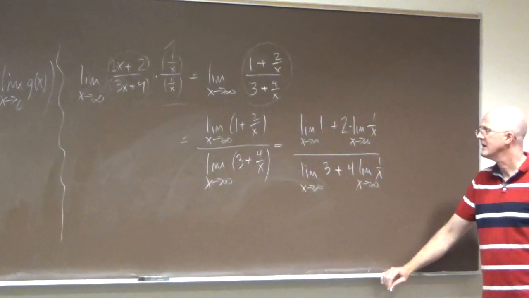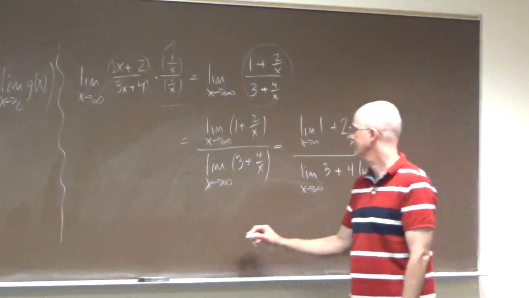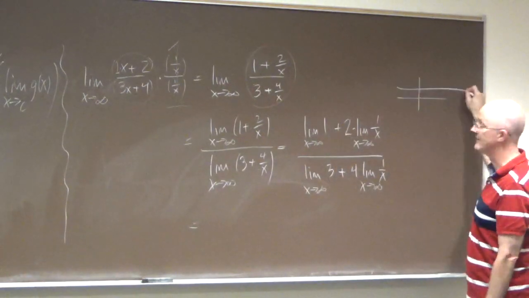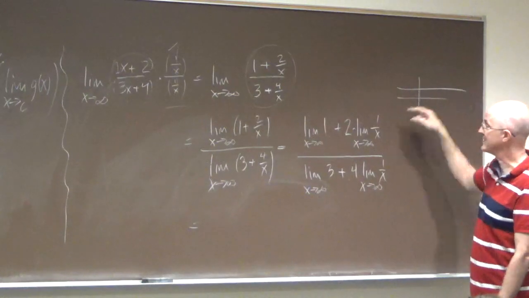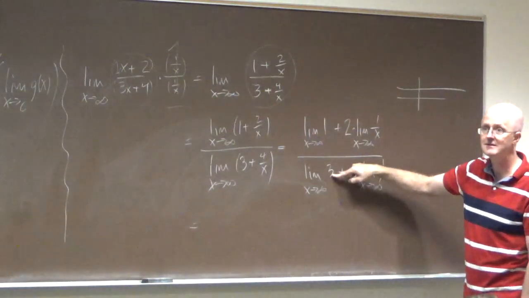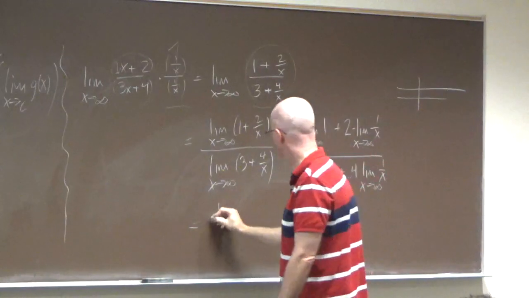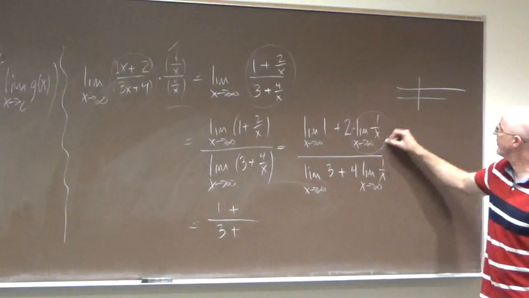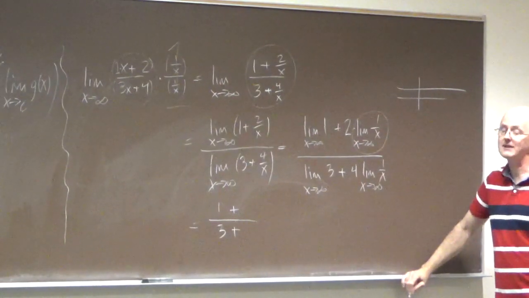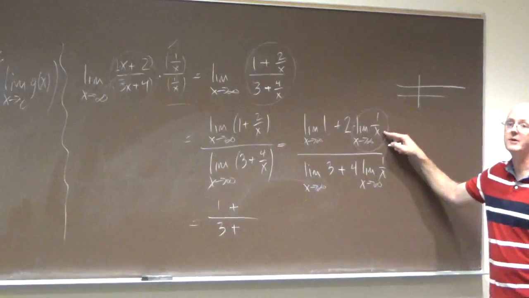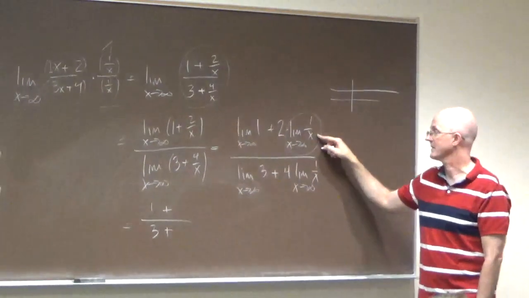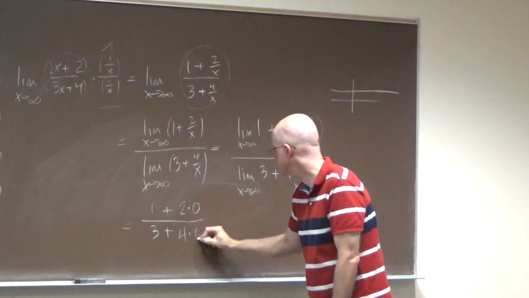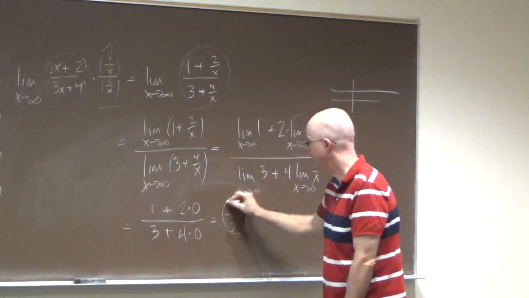To finish, you just need to evaluate these limits. The limit of a constant function is the constant. Its graph is horizontal. Its outputs always equal 1 in this case and 3 in this case. So definitely the limits of both of those are 1 and 3. What's the limit of 1 over x as x goes to infinity? Pretty clearly that's 0. You're getting 1 divided by bigger and bigger numbers. They're getting closer and closer to 0. This simplifies to 1/3. Okay?